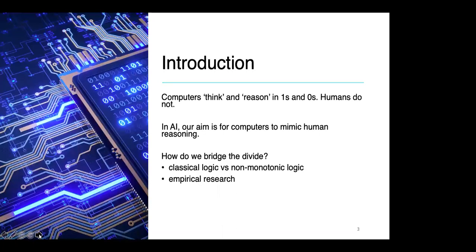Right. So firstly, I would like to make the distinction that computers think and reason in ones and zeros, while humans do not. In the artificial intelligence community, one of our broad aims is for computers to mimic human reasoning. So my question to you is the following. How do we bridge the divide between human reasoning and reasoning in AI systems?